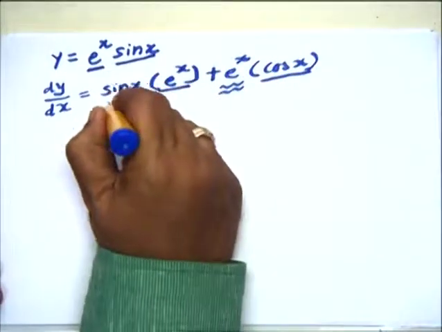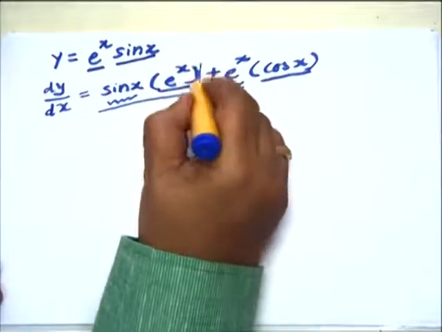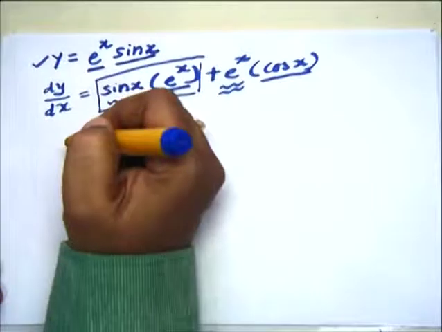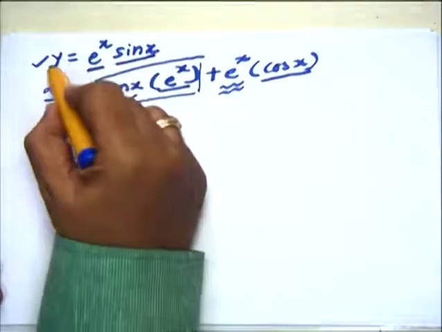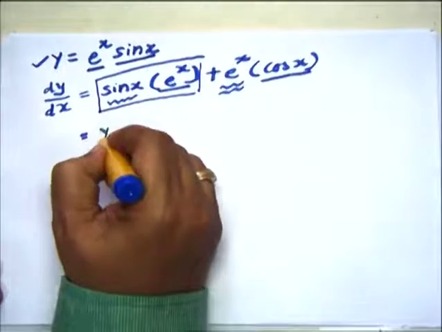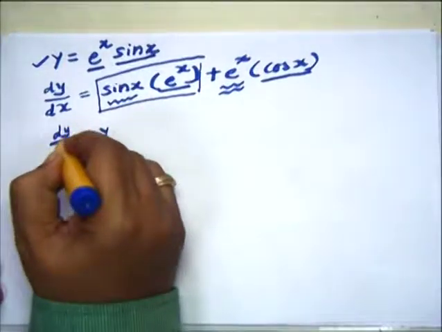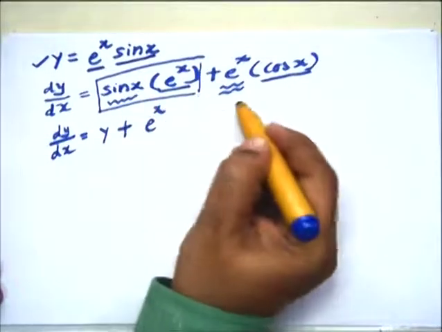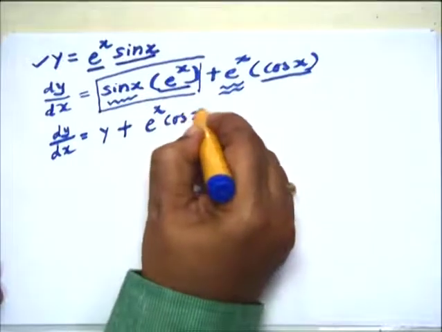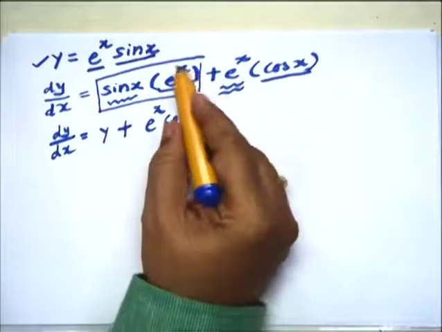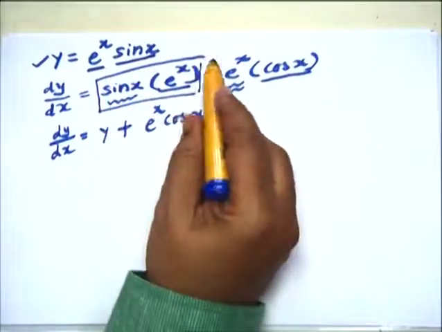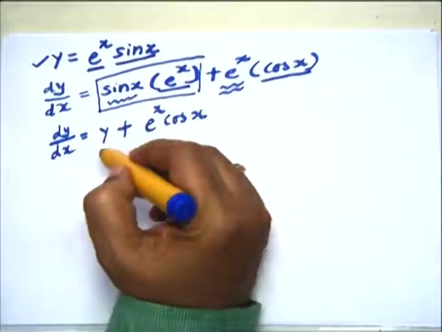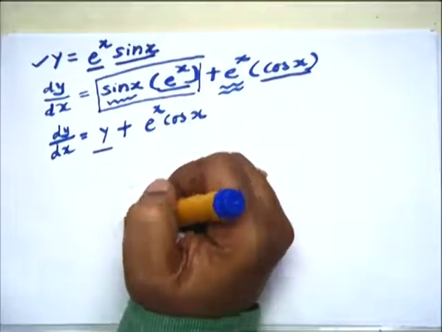Now as we can see, e raised to x into sin x is nothing but y. So this term can be replaced by y. This is derivative of y with respect to x, plus this is e raised to x into cos x. So this term, which I have marked with a rectangular border, is nothing but y, so we have taken it as y.